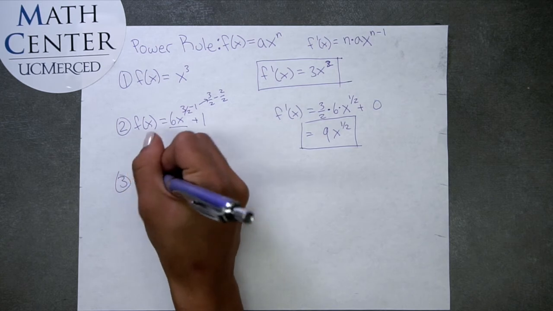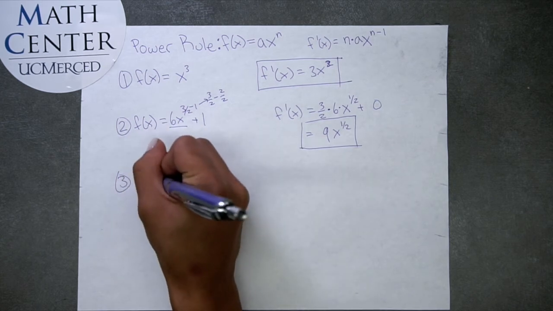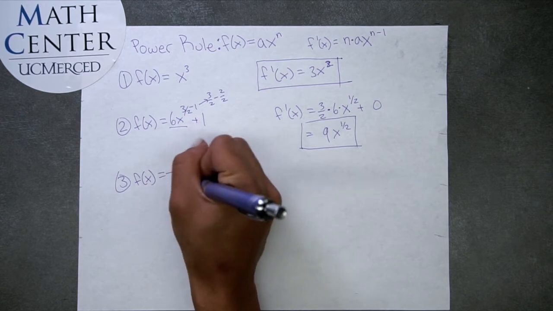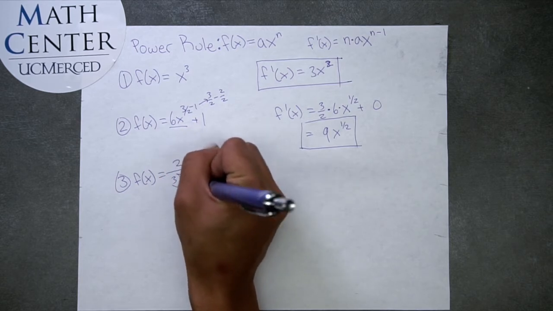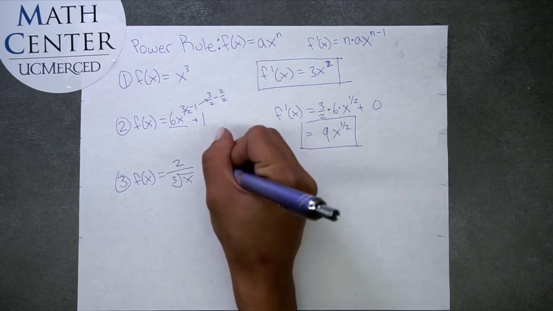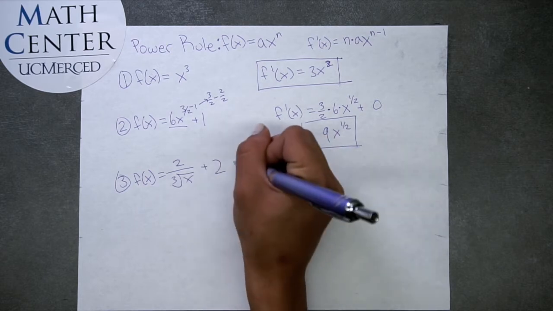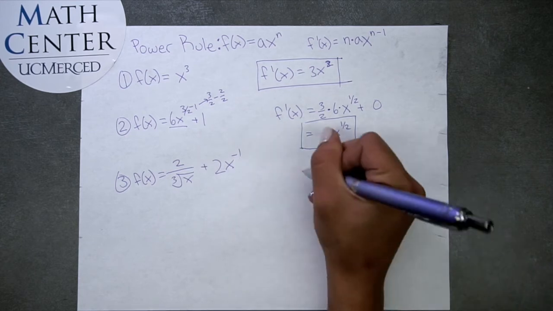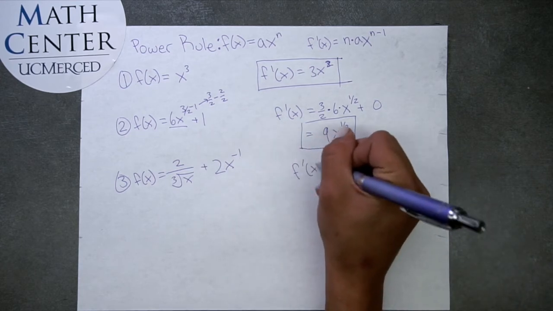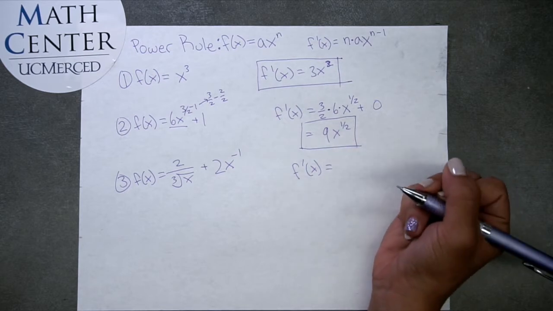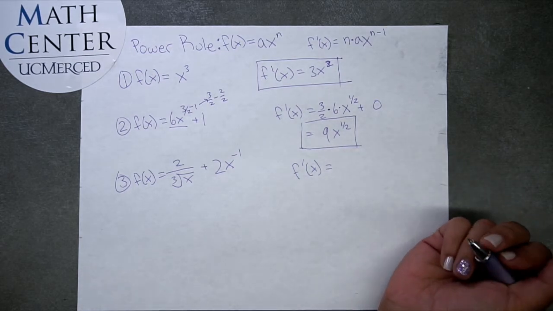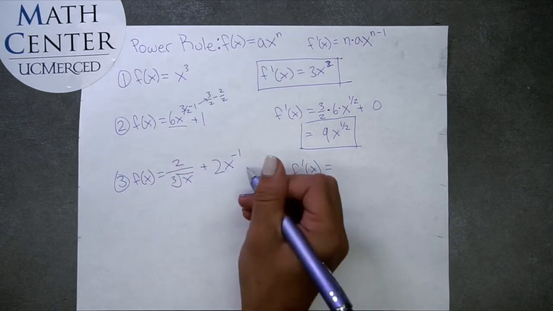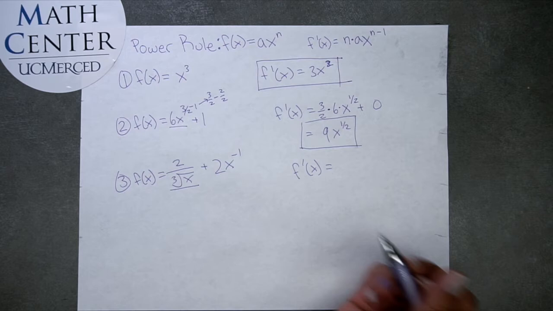Here's a harder one. So if f of x equals 2 divided by the cube root of x plus 2 times x to the negative 1 power. How would we take the derivative of this? Well, we can take the derivative of each of the terms separately. So let's look at this one.